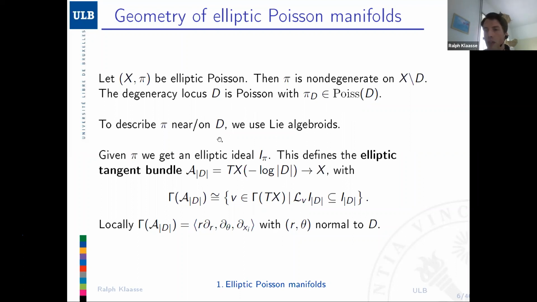For that, we make use of a tool that's familiar from log geometry, of course, and that is the use of Lie algebroids. So in the elliptic case, you basically make exactly the same definition as you do there. Namely, you look at all vector fields on X which preserve the ideal. Preserving the log ideal is equivalent, because it's a closed thing, to being tangent to the submanifold. However, here it's a little bit more. If you use these coordinates r and theta from before, then the elliptic tangent bundle you get in this manner is locally generated like this.